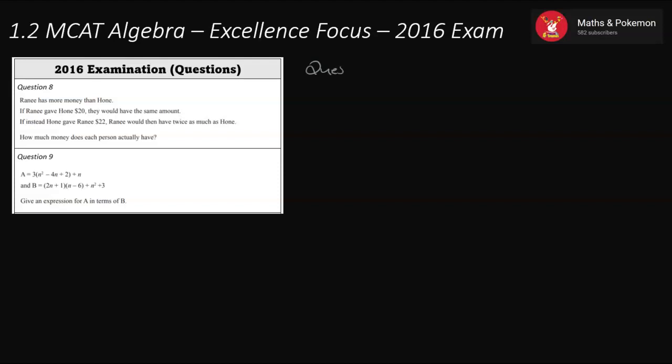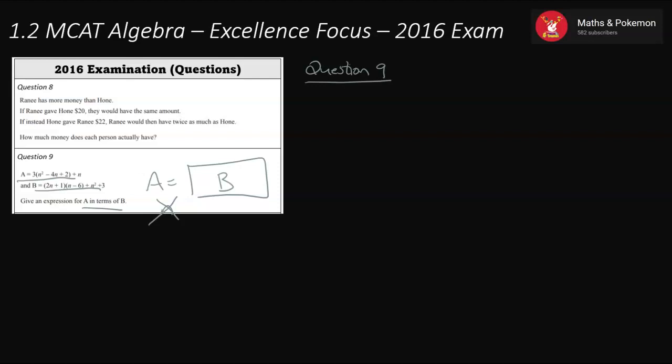On to question number 9. And this question is a little bit different to other MCAT questions. We've been told that A is equal to that mess and B is equal to this mess. We've been told to give an equation for A in terms of B. So that means our end goal is A equals some kind of mess with B. And the issue we've got here is that N, we need that gone away, so that needs to somehow go away. When I first looked at this question, I actually had no clue where to start.